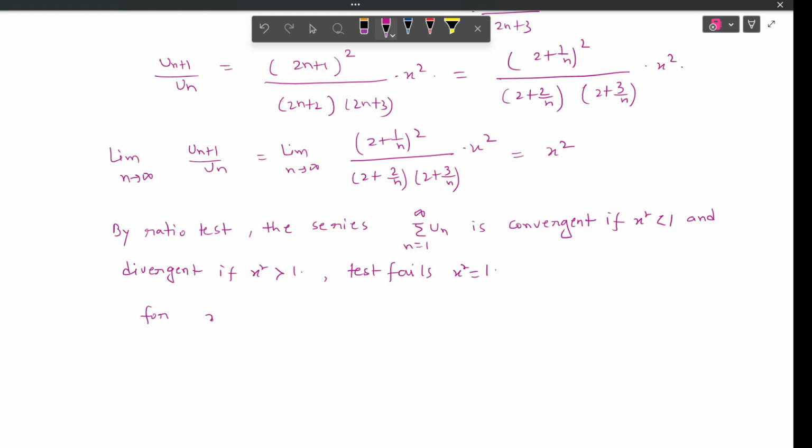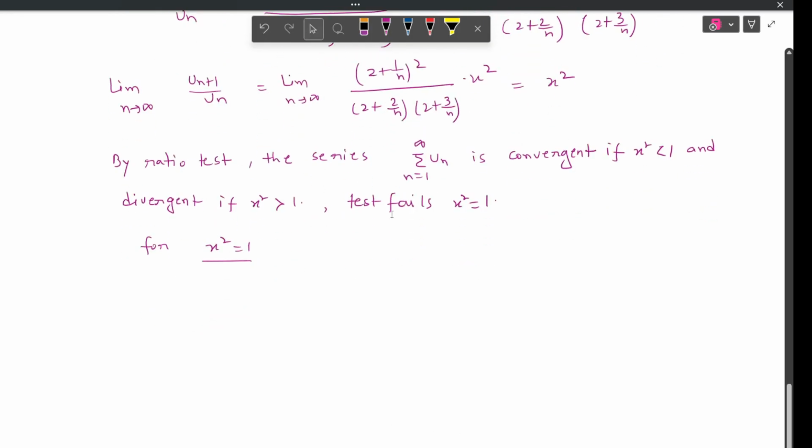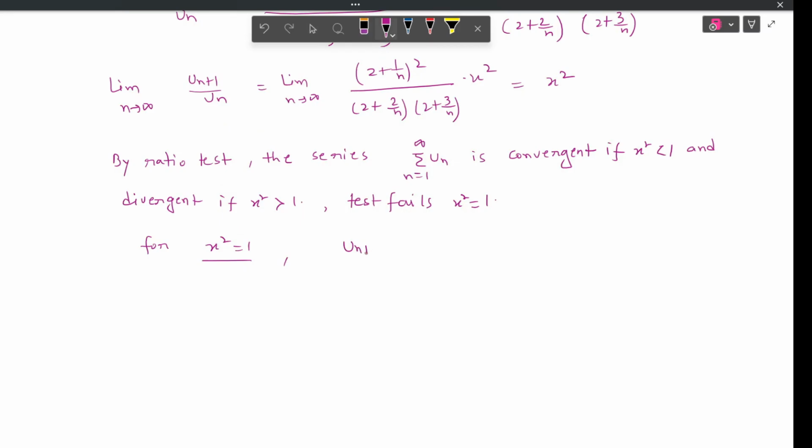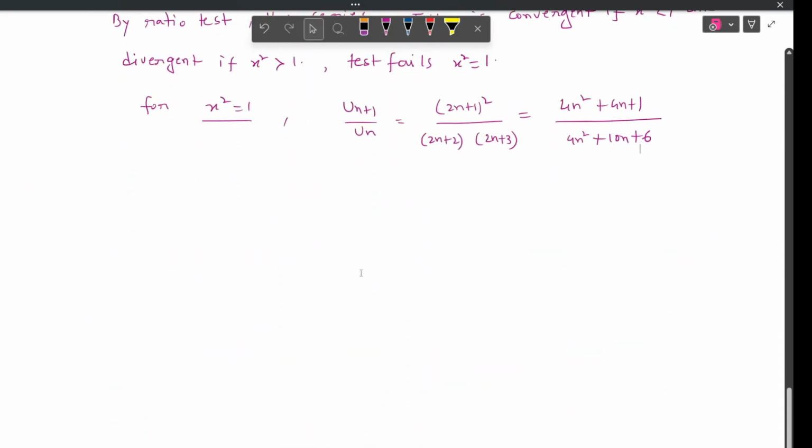Now let us say for x square equals to 1. If we say x square is 1, so from this we get u of n plus 1 by u of n is 2n plus 1 square upon 2n plus 2 into 2n plus 3. So this will be 4n square plus 4n plus 1 divided by 4n square plus 10n plus 6. So what is our Cauchy root test? It is limit n tends to infinity n into u n by u n plus 1 minus 1, right? So let us try this.